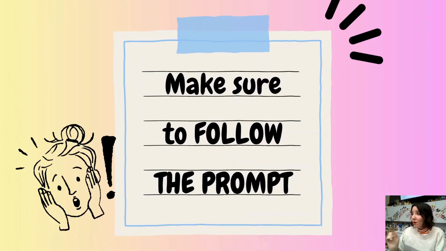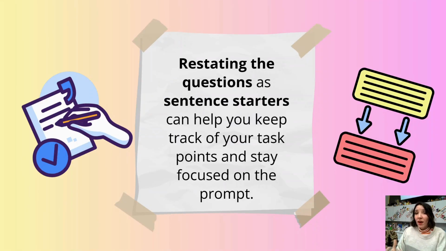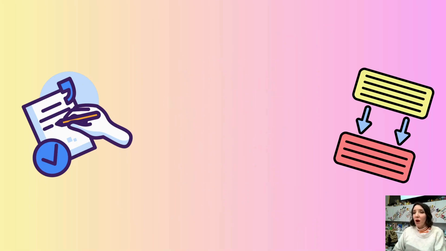So to break it down, number 1, always follow the prompt. So read what it's asking, make sure you're answering those questions, and you can use the questions to help you keep track of your task points and help you stay focused on the prompt. So if you restate the questions as sentence starters, that can help you make sure you're moving through the FRQ without spending too much time on one question or forgetting what the prompt is as you're just typing and you're going. So restating can really help guide you through this process.